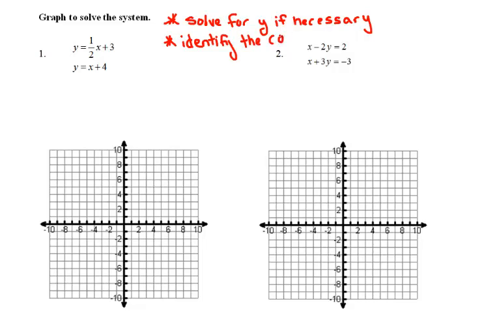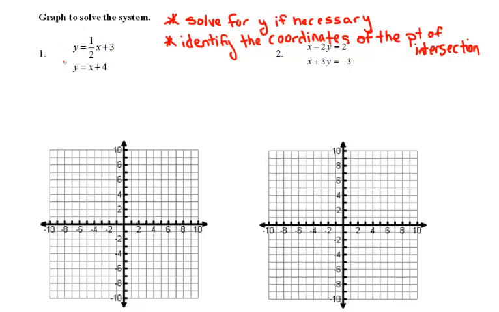and then I'm going to identify the coordinates of the point of intersection. So my answer is that point of intersection that I'm trying to find.